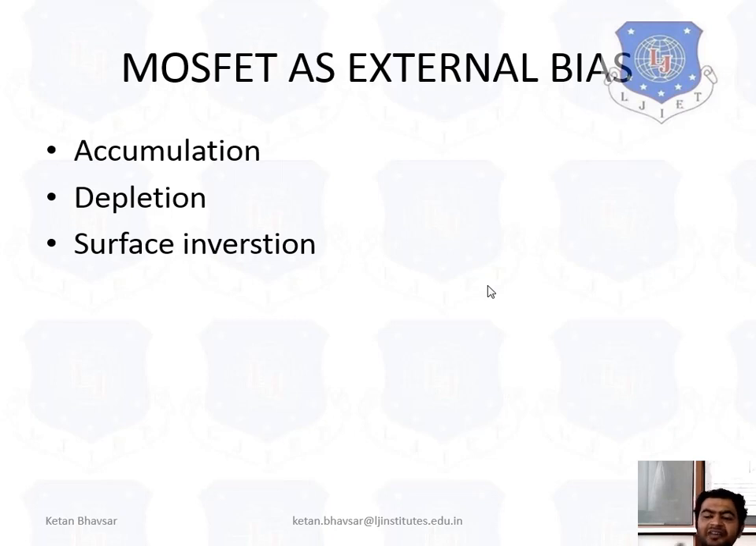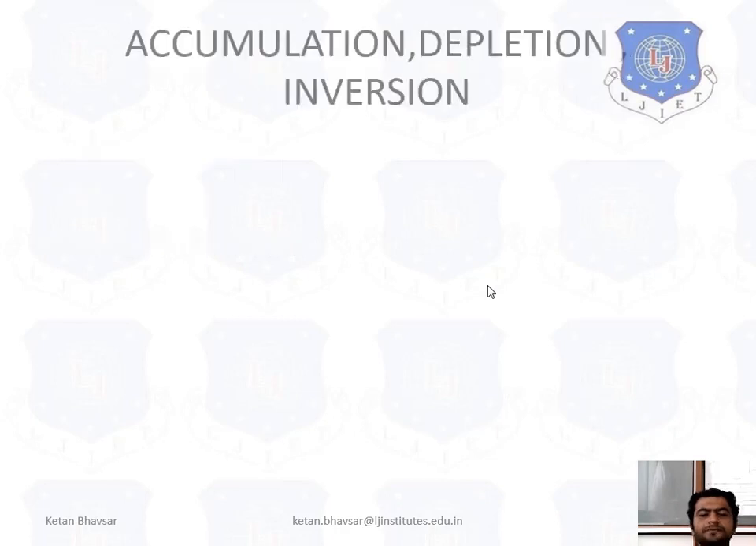But there we did not apply the voltages to the terminals, because ultimately we only focused on the fabrication technology. But now, after the fabrication of the chip, we have to study what exactly the effect is when I am applying the voltages in terms of gate voltage, drain voltage, source voltage, drain and source voltage, gate and source voltage. So what effect is produced inside the MOSFET, that we can see in this particular topic. It's called the MOSFET as an external bias, or external bias voltages. So as you can see, there are 3 effects: accumulation, depletion and surface inversion.